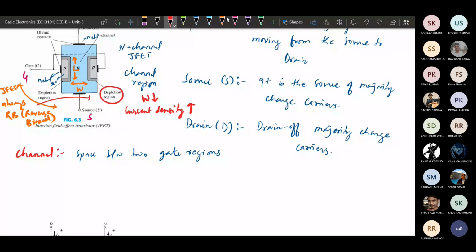That is defined by the depletion region, and the depletion region is defined by the reverse bias voltage, that is the gate to source voltage applied to the gate to source terminal. So this is the construction, and the working we will see in the next class.